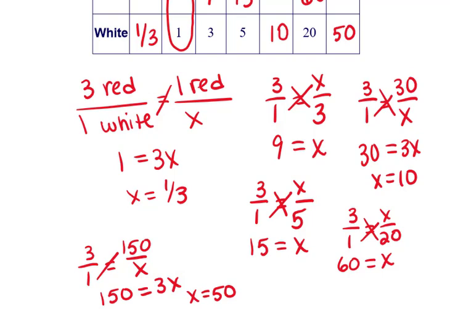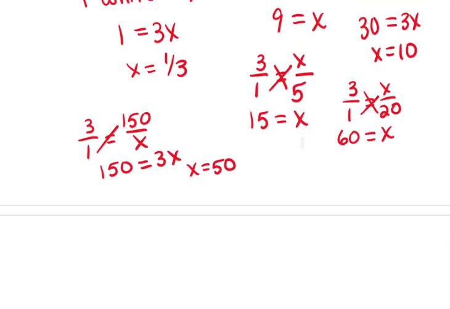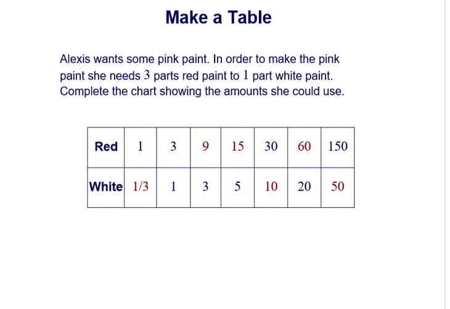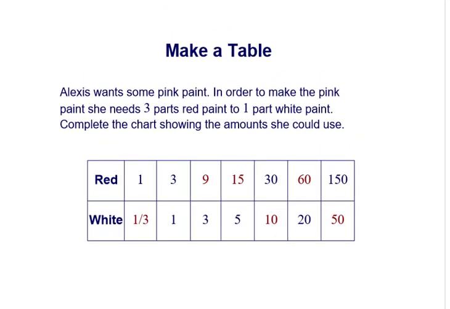My work is a little messy over here. Let's clean it up and get our conclusion. Each time we set up those proportions, we set up 1, 2, 3, 4, 5, 6 proportions. We're always comparing that 3 to 1, but we then get the missing pieces of 1/3, 9, 15, 10, 60, and 50. So we can always use a table to find equivalent ratios. It's just a great organizational tool to help you solve problems.